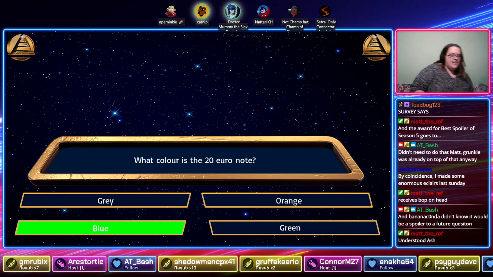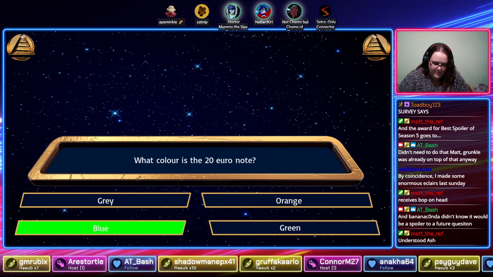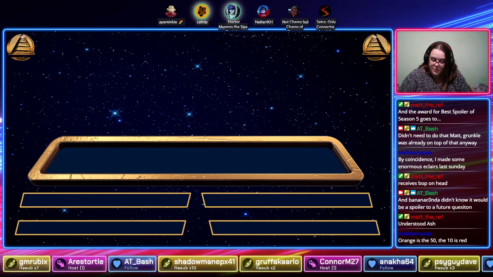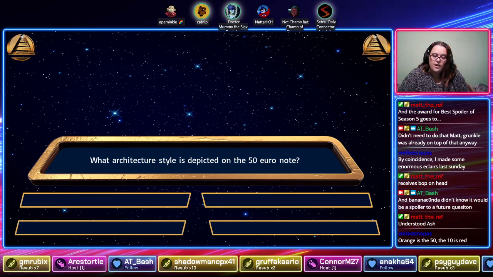Don't worry, Grunkle. I'm revealing it as well because that's not what the next question is about. Or rather, not exactly. It's still about the euro notes. However, every euro note has a certain architecture style portrayed on them. So what architecture style is depicted on the 50 euro note? Gothic, Renaissance, Classical, or Baroque and Rococo?